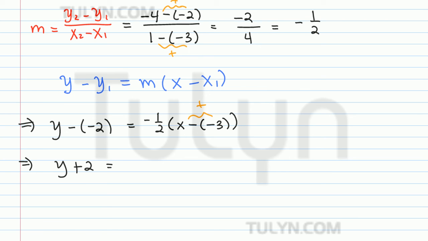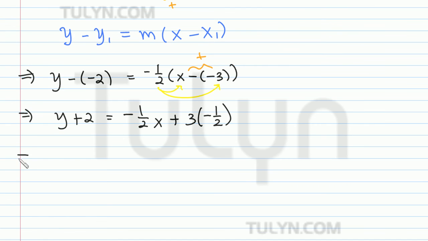Because it's minus -3. So distributing, I'm going to distribute this -1/2 into this sum. So we're going to get -1/2 x plus 3 times -1/2. Okay? So simplifying further, y plus 2 is equal to -1/2 x. 3 times -1/2 is going to be minus 3/2.